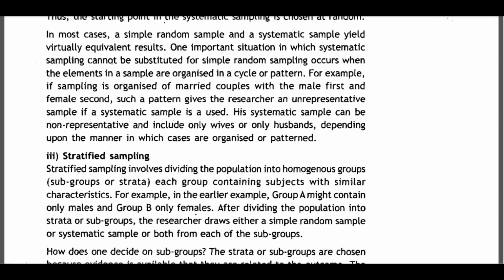One important situation in which systematic sampling cannot be substituted for simple random sampling occurs when the elements in a sample are organized in a cycle or pattern. For example, if the sampling frame is organized by married couples, with the male first and the female second, such a pattern gives the researchers an unrepresentative sample if a systematic sample is used. A systematic sample can be non-representative and include only wives or only husbands, depending upon the manner in which cases are organized or patterned.